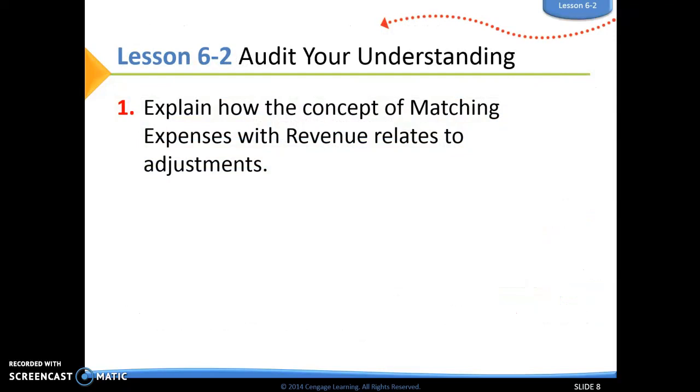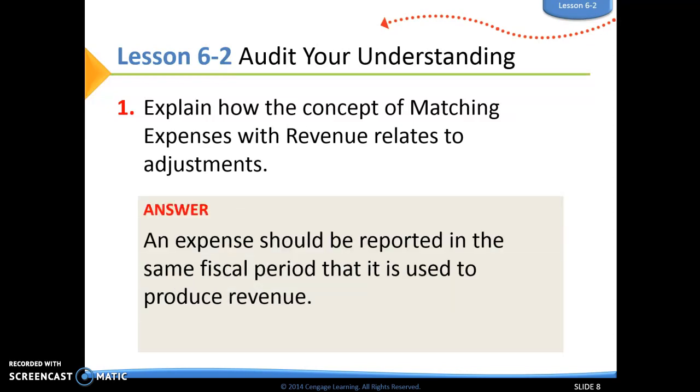Number one, again, remember I want you to be looking these up. I want you to answer these, so I am going to pause for you. Number one, explain how the concept of matching expenses with revenue relates to adjustments. An expense should be reported in the same fiscal period that it is used to produce revenue. So when we think about supplies, we want to record using those supplies during the same fiscal period that we actually use them. Same thing with prepaid insurance.